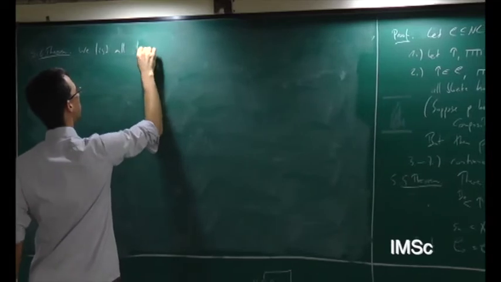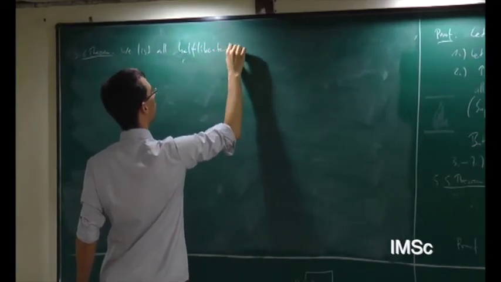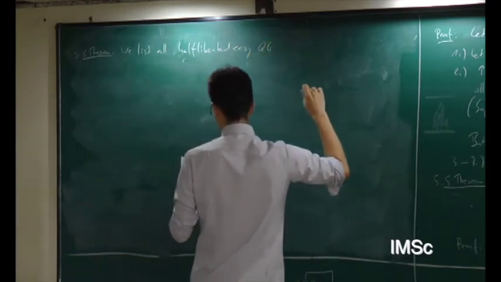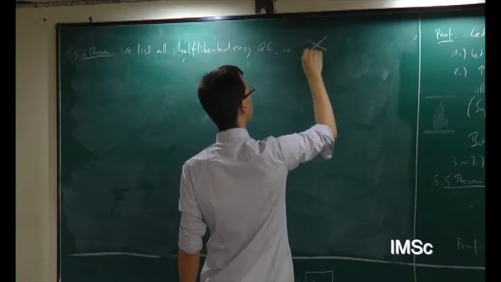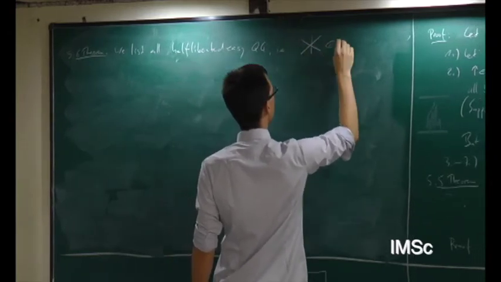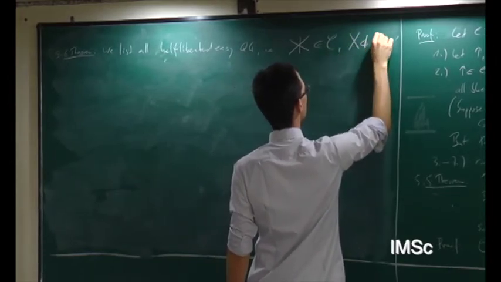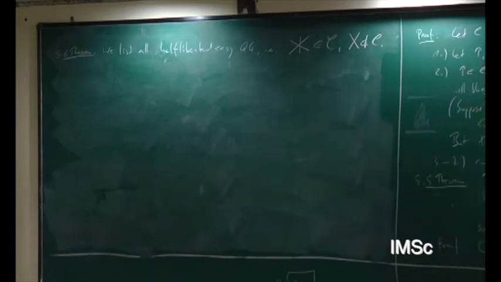All half-liberated. So here are all half-liberated easy quantum groups. That is on the level of categories. This means that this partition is in the category, but the crossing partition is not.